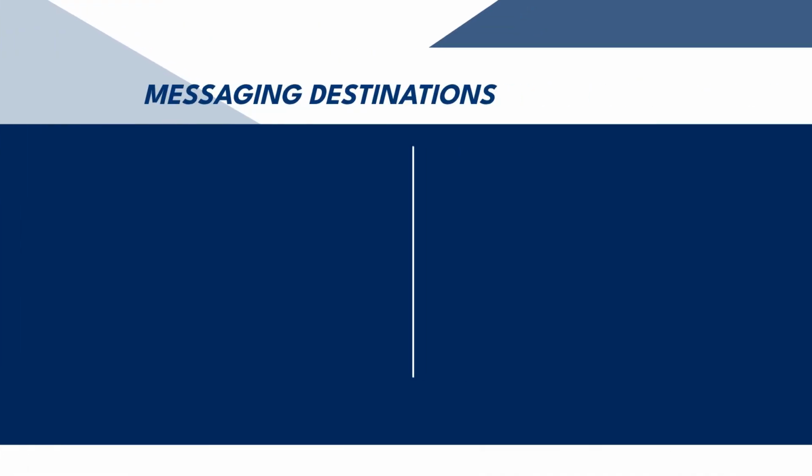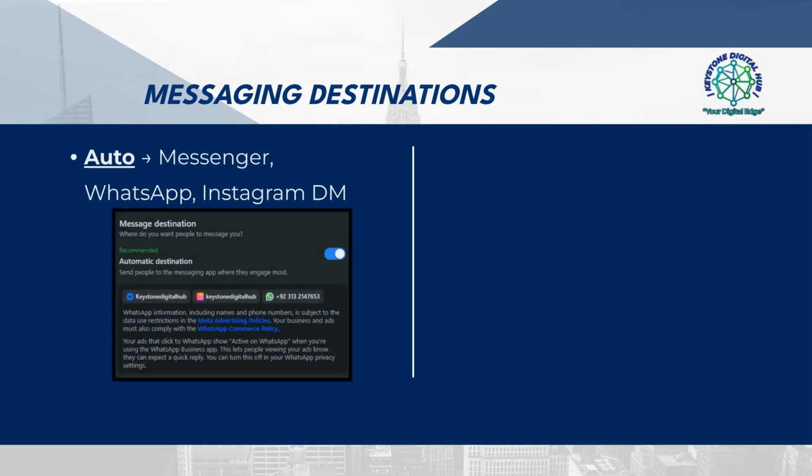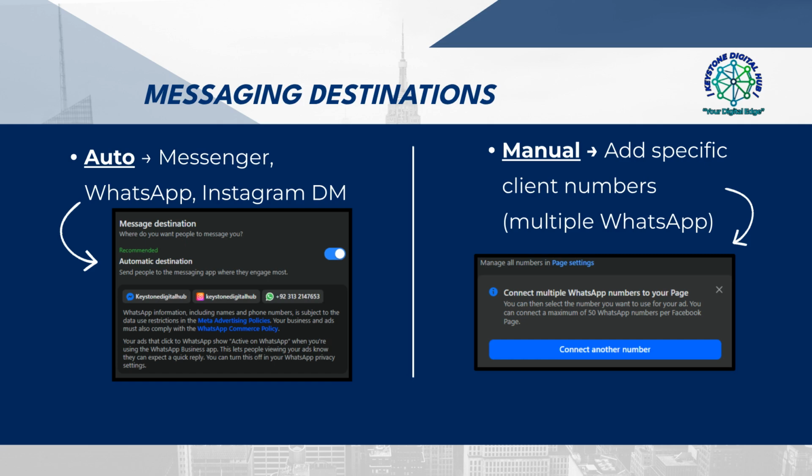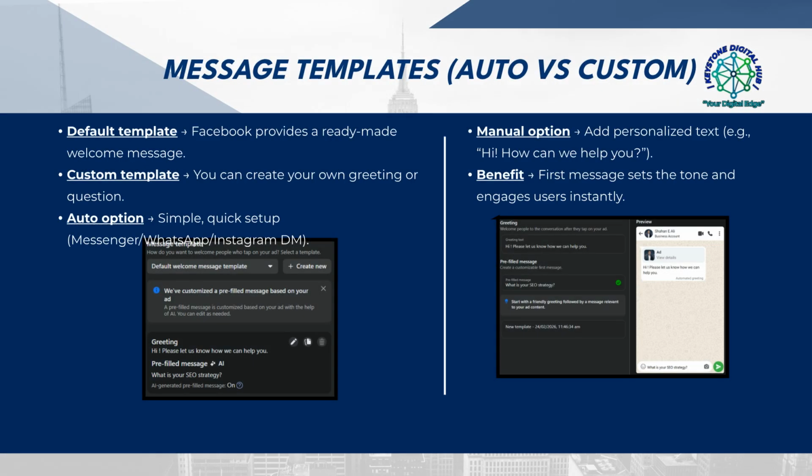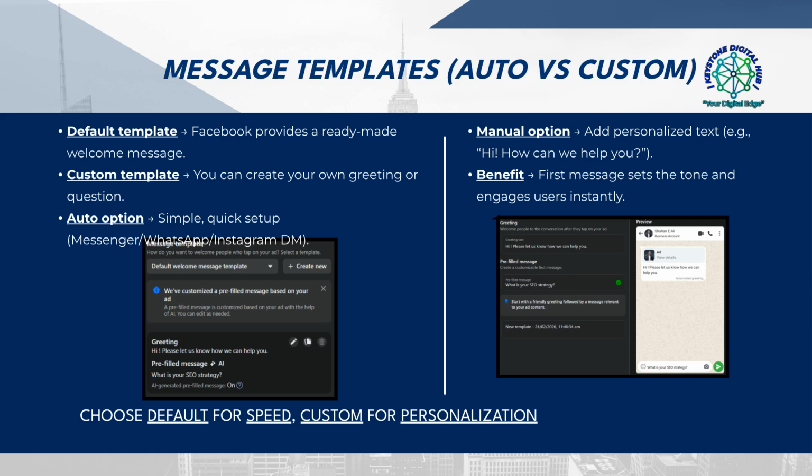For messaging destinations, you have two main options. Auto uses Messenger, WhatsApp, and Instagram DM. Manual lets you add specific client numbers, including multiple WhatsApp numbers. This offers flexible setup depending on your campaign needs. Message templates offer a default option for speed, where Facebook provides a ready-made welcome message. Alternatively, the custom template allows for personalization, letting you create your own greeting or question. Choose default for speed and custom for personalization.